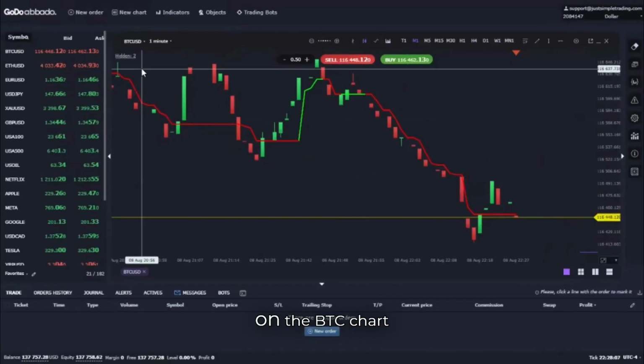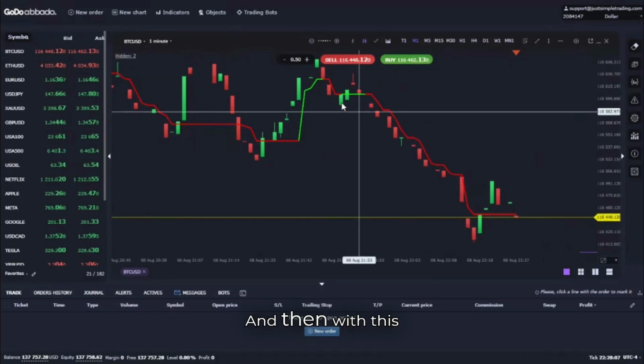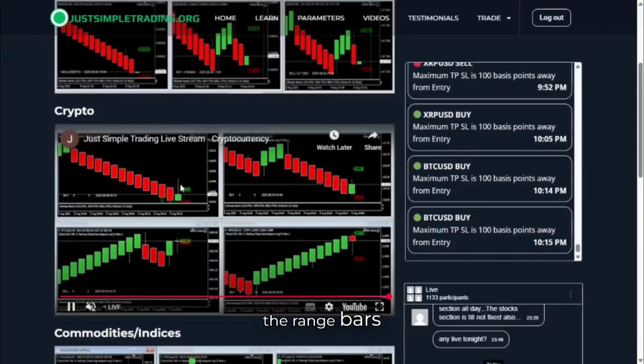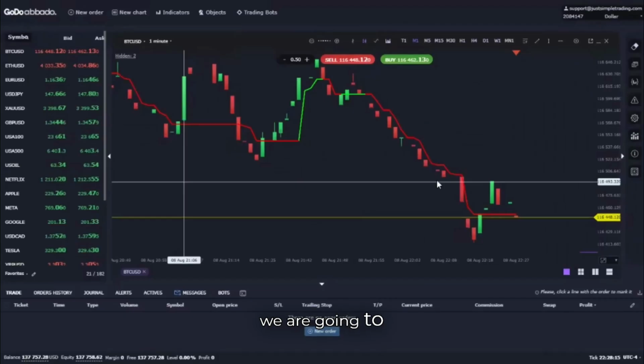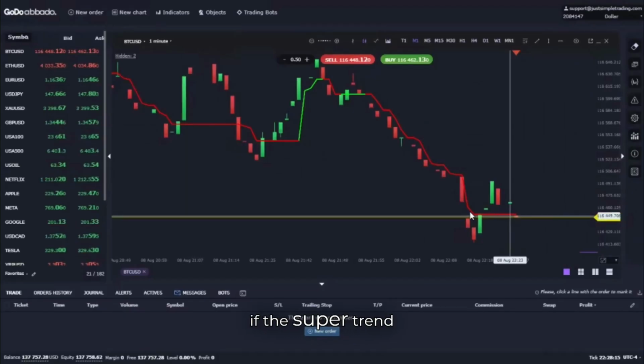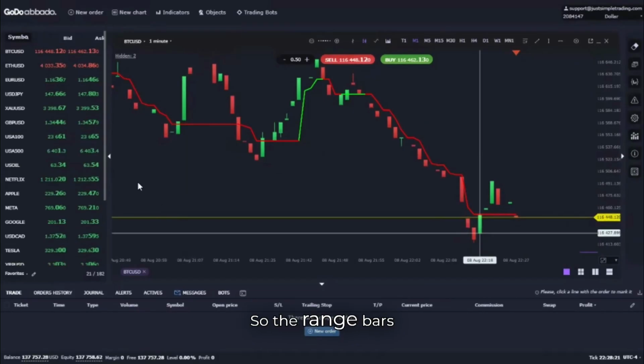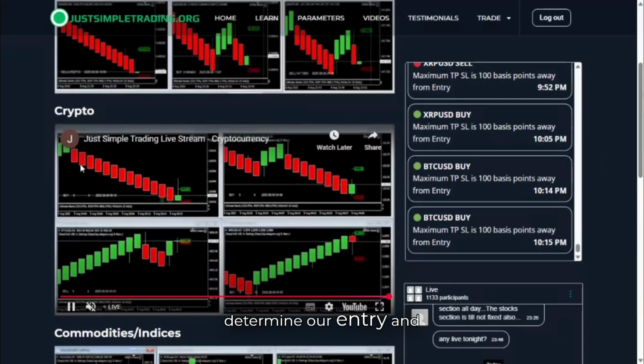The super trend is on the BTC chart like this. And then with this, we match it with the range bars. Now, once this candle closes up here, we are going to enter a sell trade if the super trend is also a sell. So the range bars determine our entry and the super trend determines our direction.